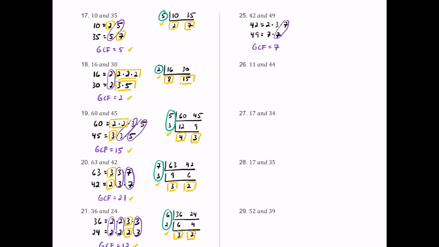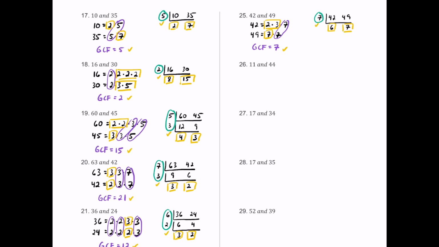All right, if we go ahead and write these next to each other, we can use the ladder method. 42 and 49, they only have 7 in common. 7 times 6 is 42, and 7 times 7 is 49. This 7 is going to be the GCF, and that checks out with the 7 we have here. And 2 times 3 does get you 6, and 7, of course, is 7.